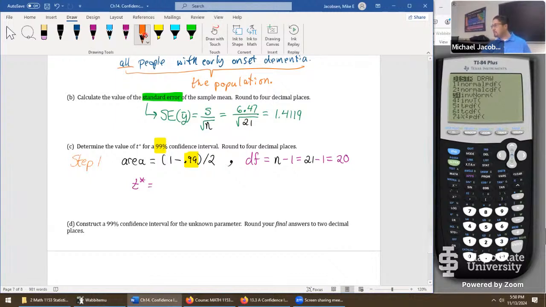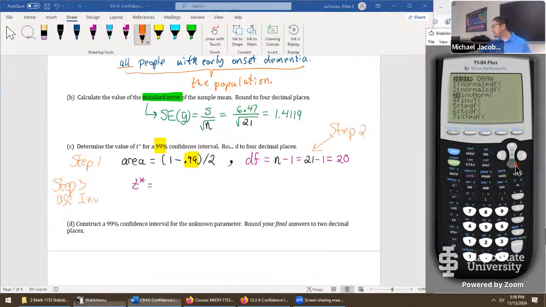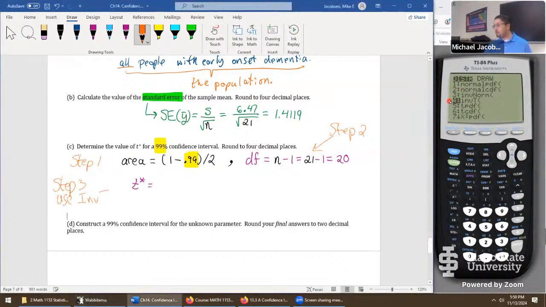So step one, do the area. Step two, calculate the degrees of freedom. And then finally, step three, use INV. Sorry, I said norm. It's actually inverse T. Misspoke and mishighlighted that thing. Inverse norm would be nice, but that would be in chapter 13. We're working on the T distribution for this one.